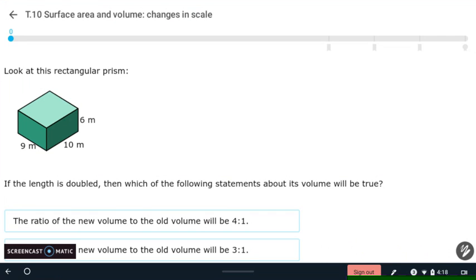Okay, so with this second method, we're again going to start by reading through the problem because that's important. We want to know what we're trying to find. So we've got a rectangular prism, and it says if the length is doubled, then which of the following statements about its volume will be true?